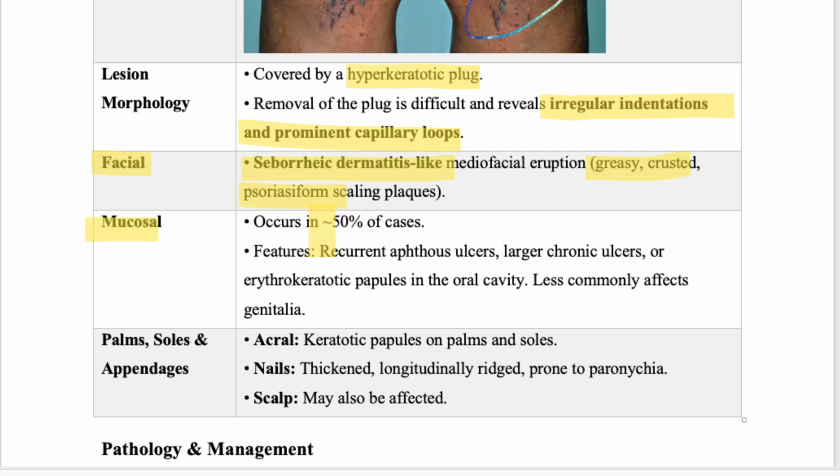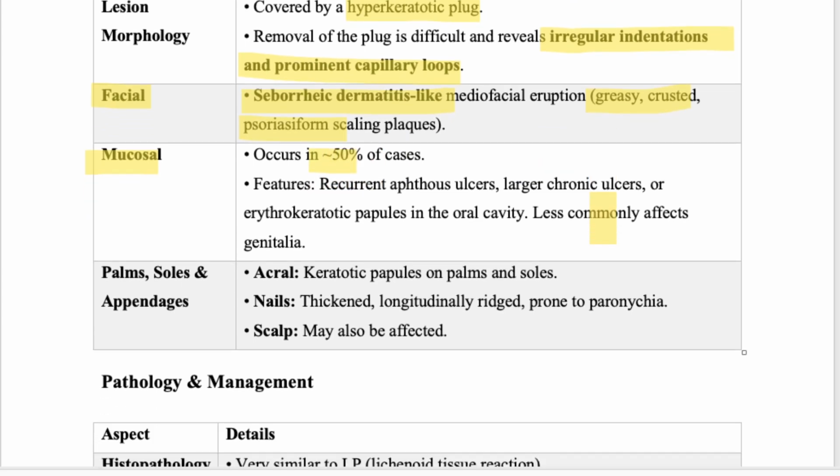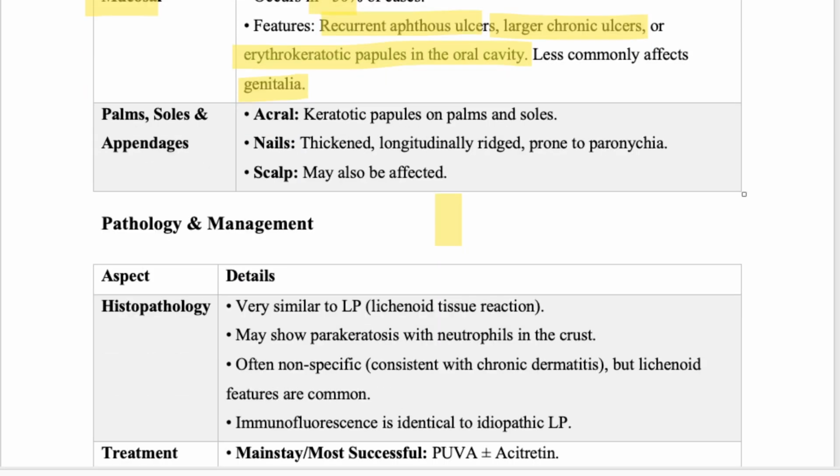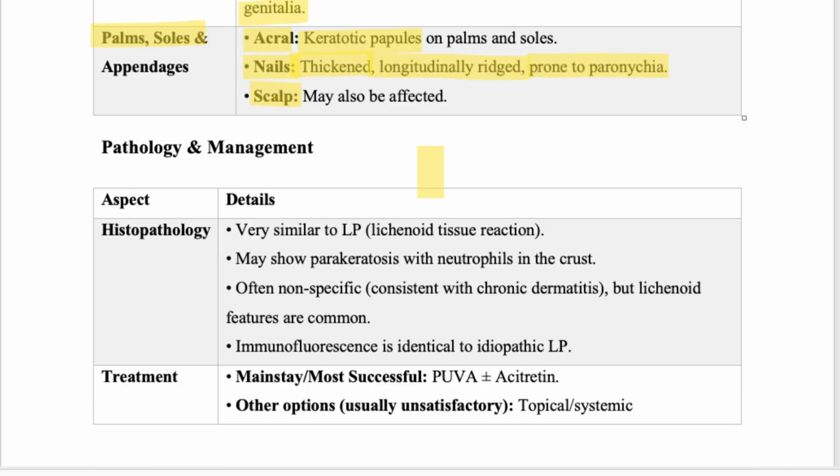Even the mucosa can be affected. It is observed in almost 50% of the patients of KLC. Features will be recurrent aphthous ulcers, larger chronic ulcers, or erythrokeratotic papules in the oral cavity. Genitalia could also be affected, but it is much less common compared to the oral mucosa. Palms and soles can also be affected, when we describe the lesions as acral, obviously, and we can see keratotic papules on the palms and soles. Nails can also be affected. They can become thick and show longitudinal ridging, and usually they are prone to paronychia. The scalp may also be affected.